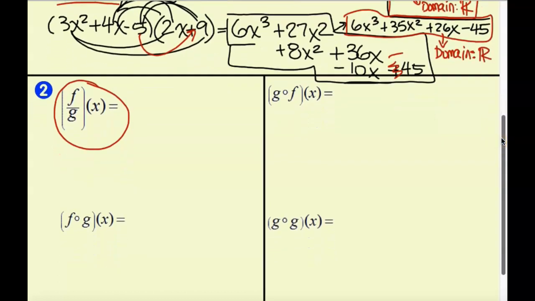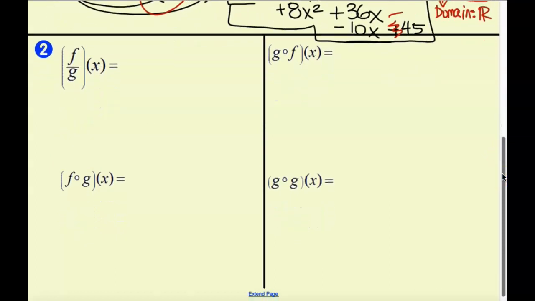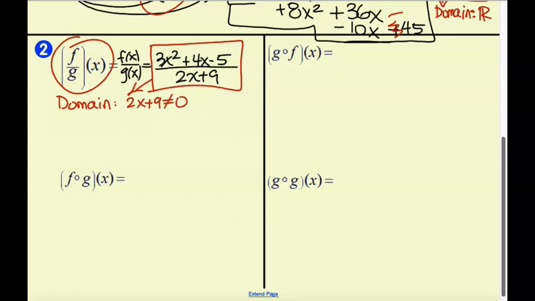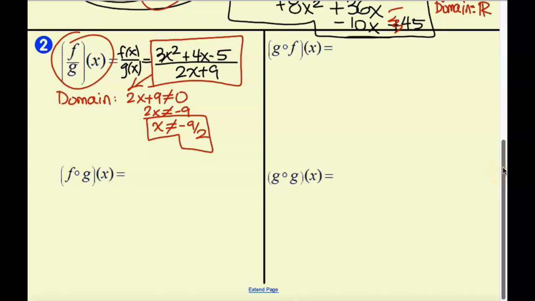Now you're going to find here that the domain becomes more of a consideration when you have to divide. So this function division right here, f over g, in other words, f of x over g of x. So you're going to have a quadratic, the 3x squared, 4x, and negative 5 over the linear, which is 2x plus 9. So when you divide those two functions, you do have to consider the fact that the bottom of the fraction cannot be 0. So that means the domain is going to be based on the fact that 2x plus 9 cannot equal 0. So therefore x cannot equal negative 9 over 2. So that would be one way we could write the domain.